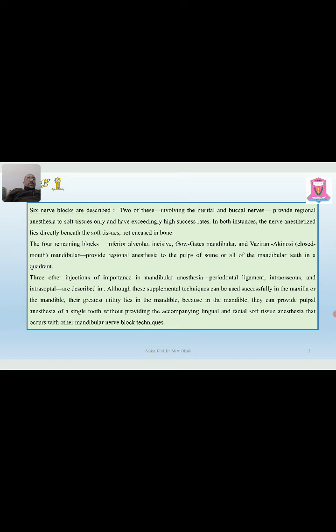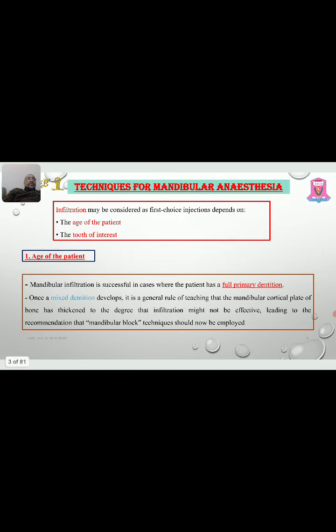Although these supplemental techniques can be used successfully in the maxilla and mandible, their greatest utility lies in the mandible, because in the mandible they can provide pulpal anesthesia of a single tooth without providing the accompanying lingual and facial soft tissue anesthesia that occurs with other mandibular nerve block techniques.